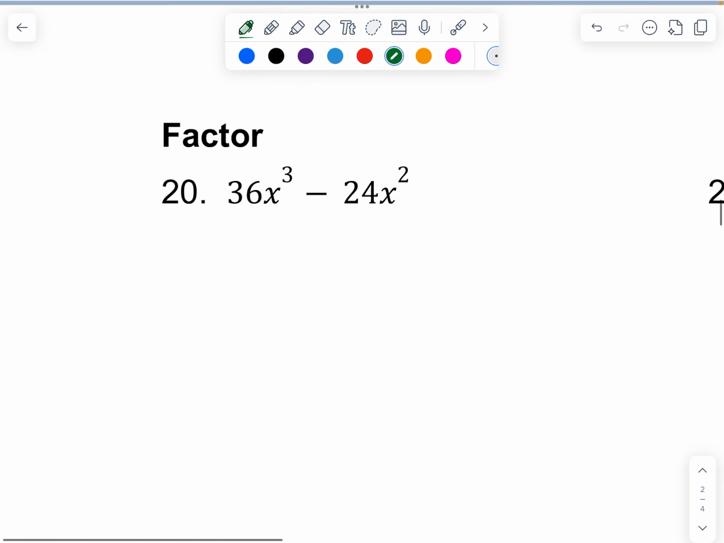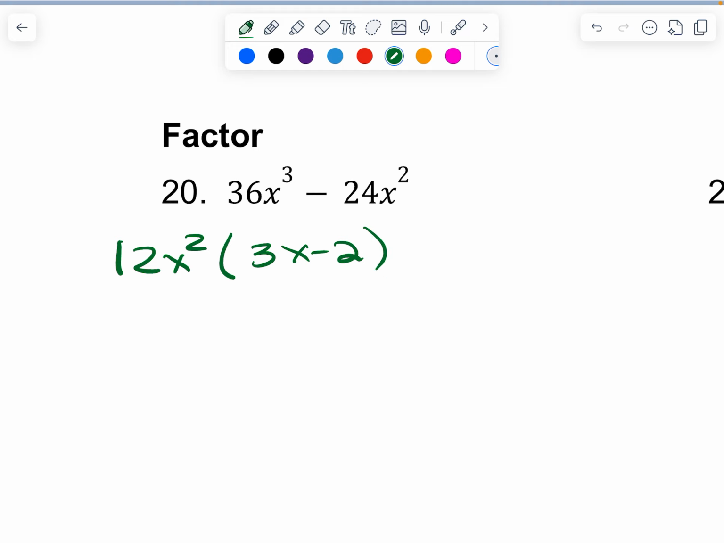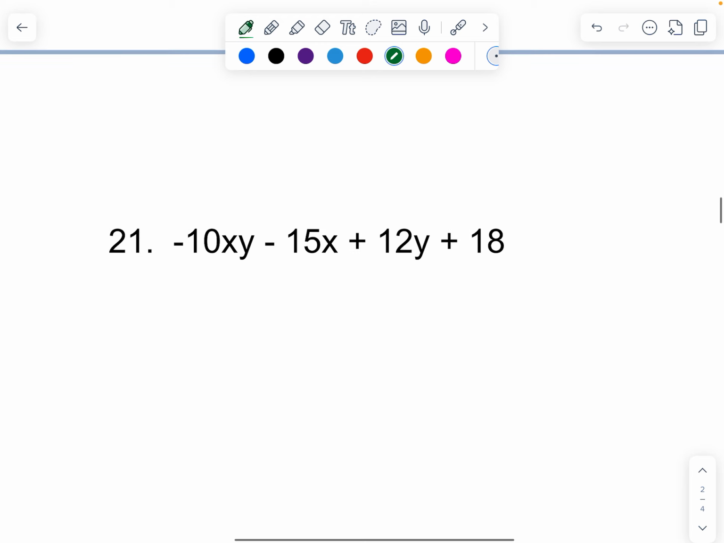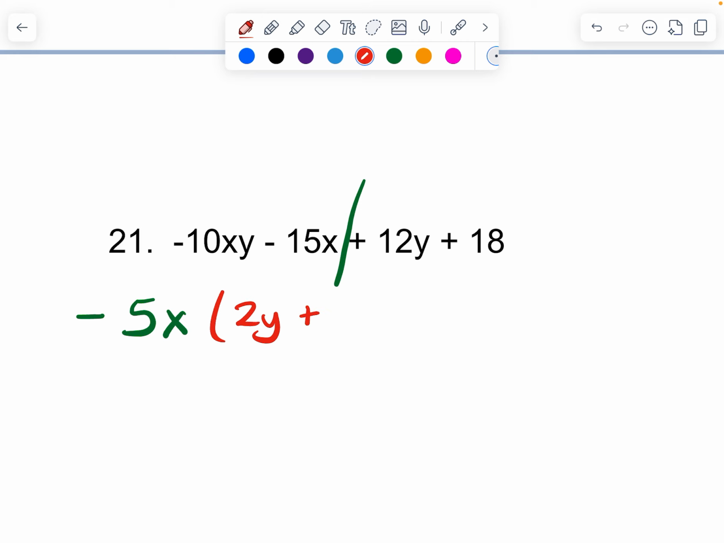Okay, so now I'm going to factor. What's the biggest number that goes into both of these? I'm going to say 12 x squared. So I'm going to get 3x minus 2. This next one, do I have a common? I do not have a common number, so I'm going to take out a negative 5x. When I do that, I am left with 2y plus 3.